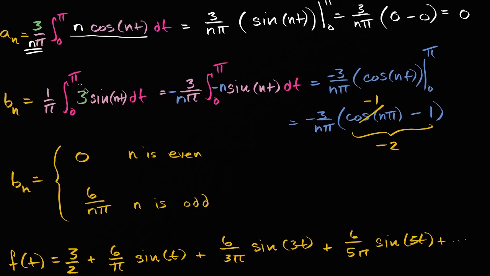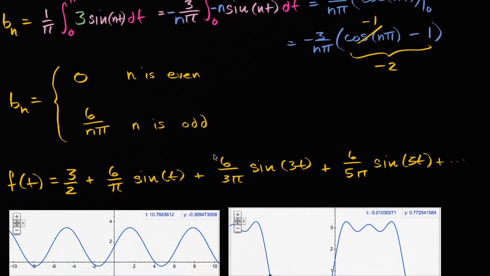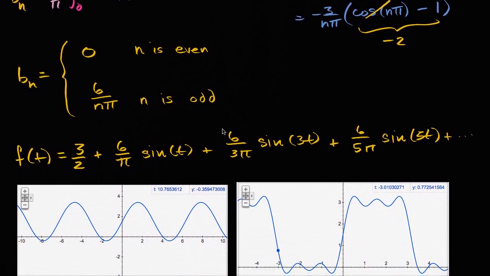And so based on what we found for our a sub 0 and our a sub n's and our b sub n's, we could expand out this actual, and we did in the previous video, what does this Fourier series actually look like? So 3/2 plus 6 over pi sine of t plus 6 over 3 pi sine of 3t plus 6 over 5 pi sine of 5t, and so on and so forth. And so a lot of you might be curious, what does this actually look like? And so you can type these things into Google and it will just graph it for you.